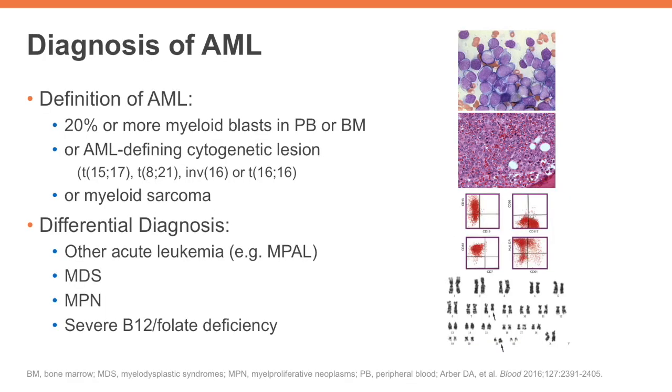The pathologic definition of AML is shown here on this slide, and it consists of 20% or more myeloid blasts in the peripheral blood or the bone marrow, or an AML-defining cytogenetic lesion, which includes translocation 15;17, translocation 8;21, inversion 16, or translocation 16;16, or presence of a myeloid sarcoma. Some other diseases to consider in the differential diagnosis include other acute leukemias, such as mixed phenotype acute leukemia, myelodysplastic syndrome, or MDS, myeloproliferative neoplasms, or MPNs, and severe B12 folate deficiency, which can mimic erythroleukemia.